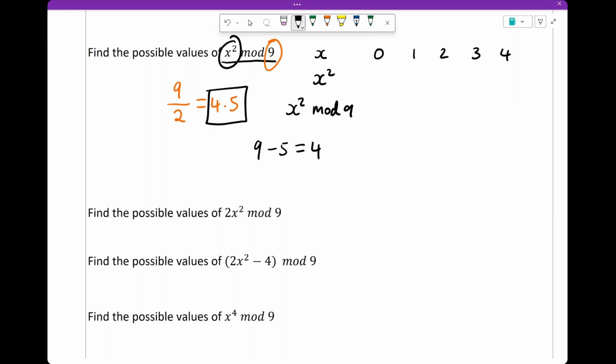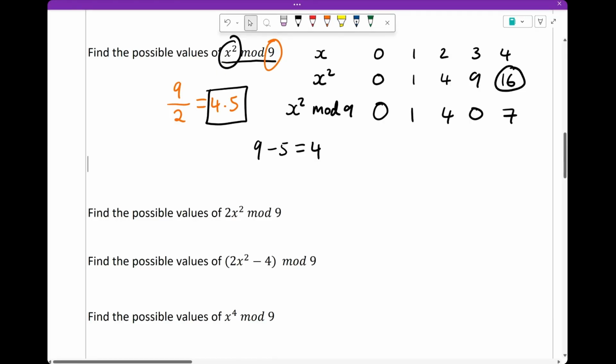So let's start filling it out then. So let's do the x squared row. So 0 squared is 0, 1 squared is 1, 2 squared is 4, 3 squared is 9, and 4 squared is 16. Now let's calculate the remainder when we divide all of these by 9. Well, 0, that's smaller than 9, so it should be its own remainder when divided by 9. We can say the same about the 1. We can say the same about the 4. And then we get to 9. Well, the remainder of that when we divide it by 9 will be 0 because 9 is a multiple of 9. And in 16, the remainder would be 7.